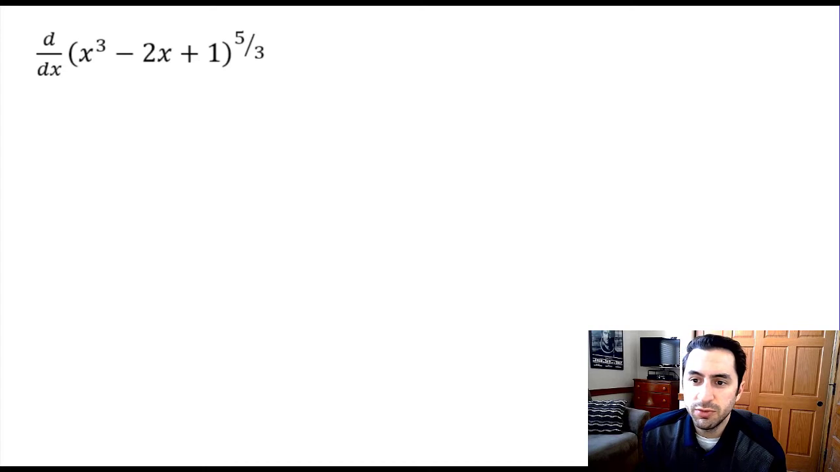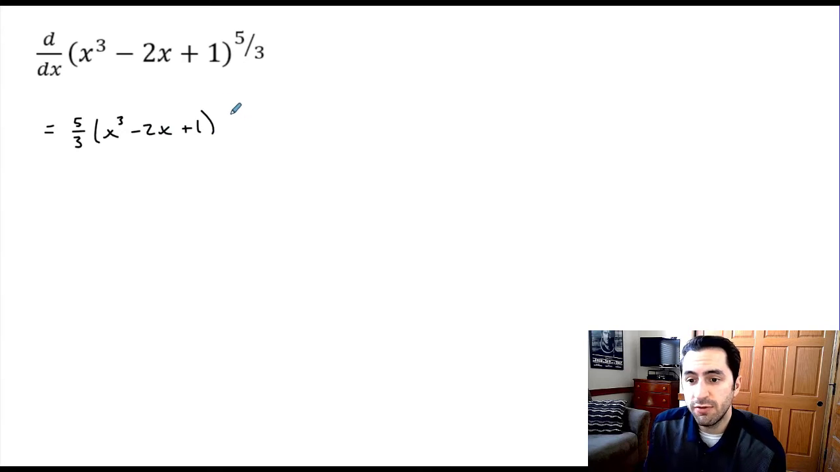My first example, I want to take the derivative of x cubed minus 2x plus 1, and this is raised to the 5/3 power. So to take the derivative, we'll use our power rule for functions. So first thing, the exponent will come down out front, so we have 5/3. And then we're going to multiply this by our function. And then we're going to subtract 1 away from the exponent. So 5/3 minus 1, that's going to leave me with the 2/3 power.